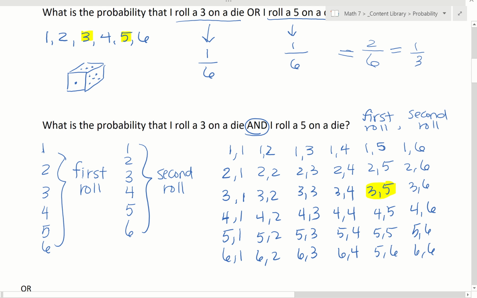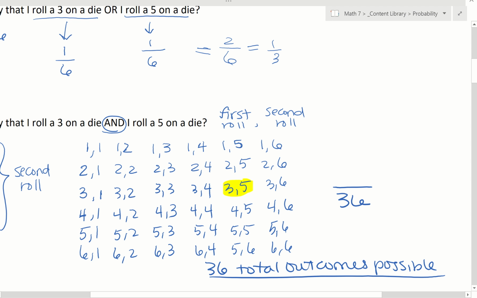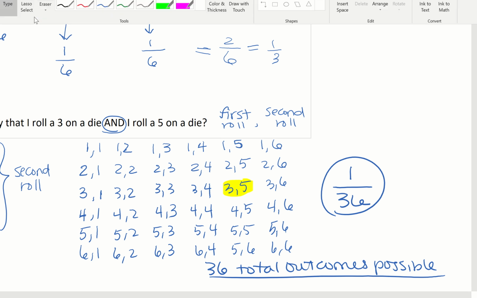However, now my sample space is much larger. There's 1, 2, 3, 4, 5, 6 across and 6 down. That's going to lead to a sample space of 36 total outcomes possible. So that's my 36 on the denominator. And how many have a 3 and then a 5? Only 1.